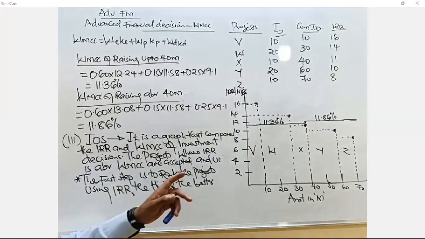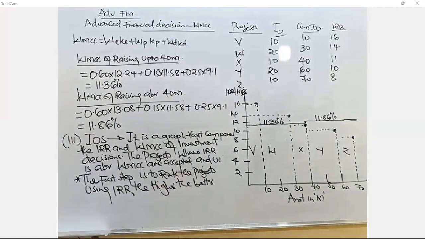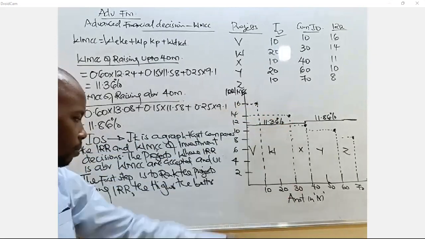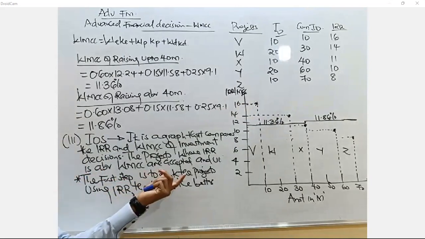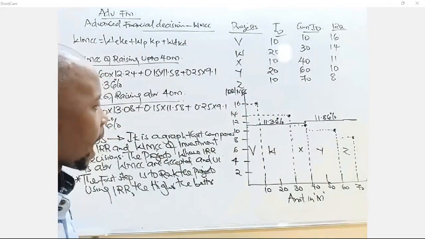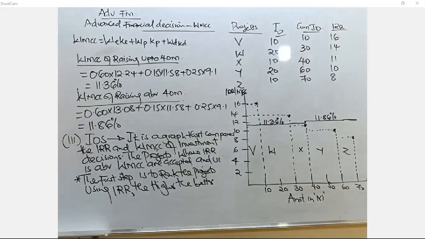Now, when you have those problems, you come back. Once you draw up to that point, you come back here. We say, what is our IOS? It is a graph that will be able to compare the internal rate of return and the marginal cost of capital of investment decisions. So the projects whose IRR is above the WMCC, when you look at it, we have only two projects whose IRR is above the WMCC. Those are the projects that will be accepted, but those projects whose internal rate of return is below our WMCC are going to be rejected. So to make your decision, we look only for the projects whose IRR is above, and you advise.